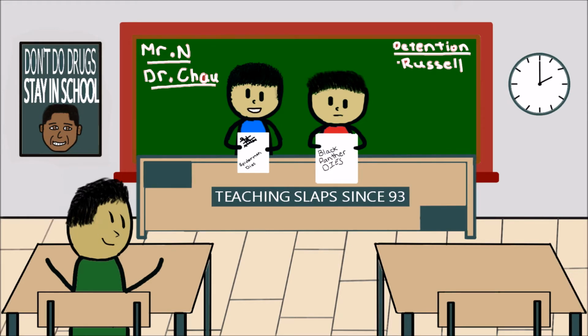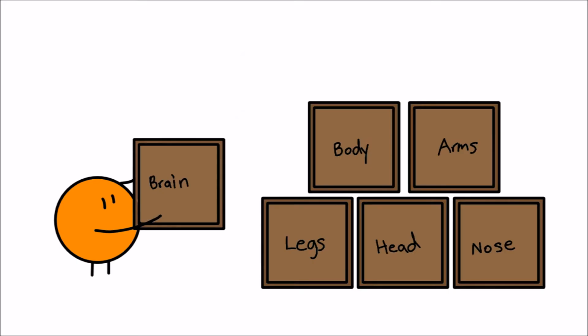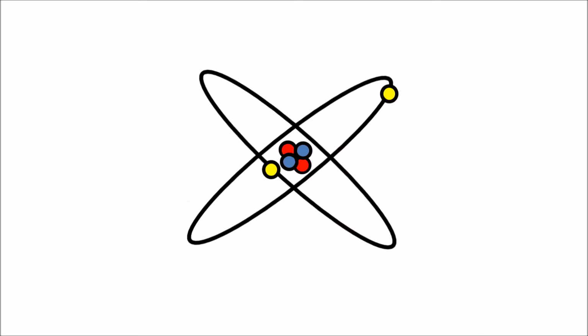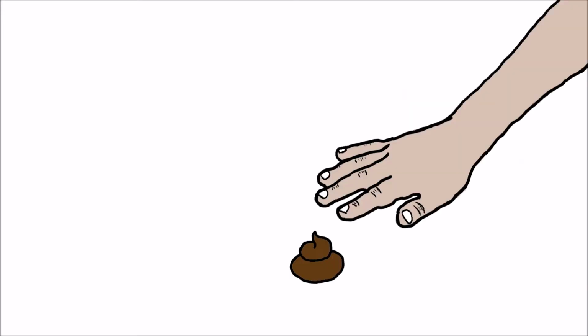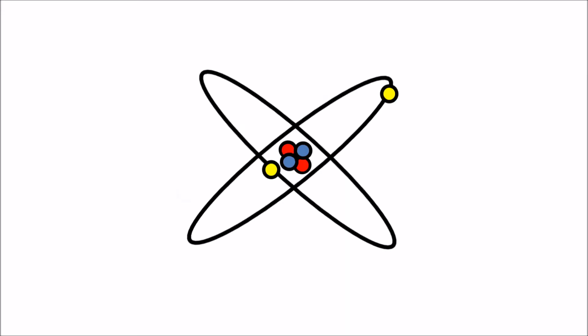Thanks, Chen. But before we start off the lesson, let's review. Atoms are the building blocks of all matter. Everything you can see, feel, and touch is all made up of atoms. There are even things you cannot see, feel, hear, or touch that are also made up of atoms. Basically, everything is made up of atoms.